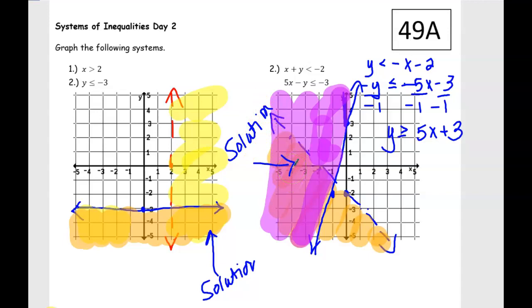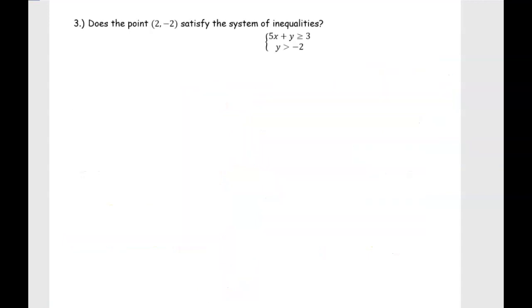Okay, all right, so that was just a quick review from last class. We also learned how to see if a point satisfies the system. You could either graph both of these and see if that point is in the region, or you can plug it into the two inequalities.